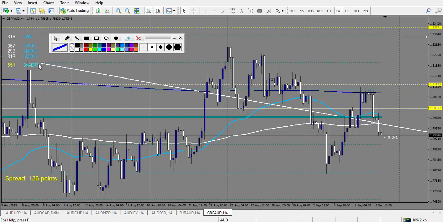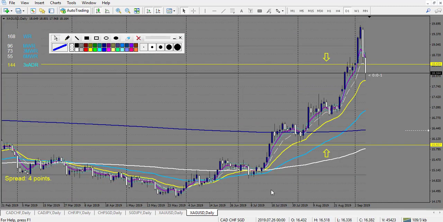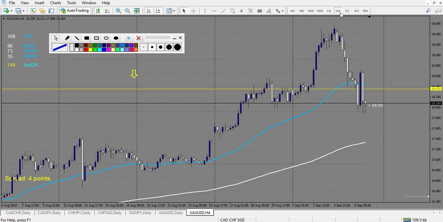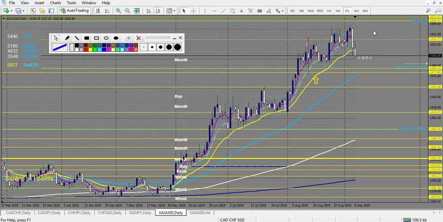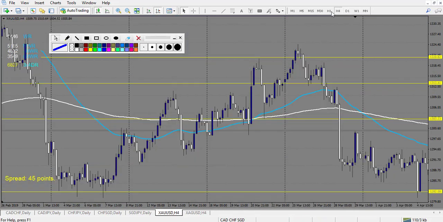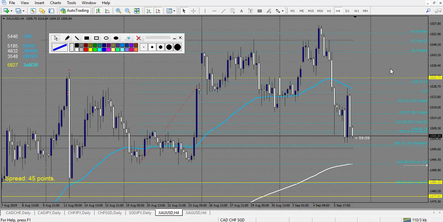Let's go to CAD, gold, etc. So we start with silver. Silver, during this specific week, there is nothing. Since the power was down on this level, maybe now we can expect to sell it, but that's it. Let's look at gold. Gold during this week, nothing touched our level. We're creating a pattern, so no trades.